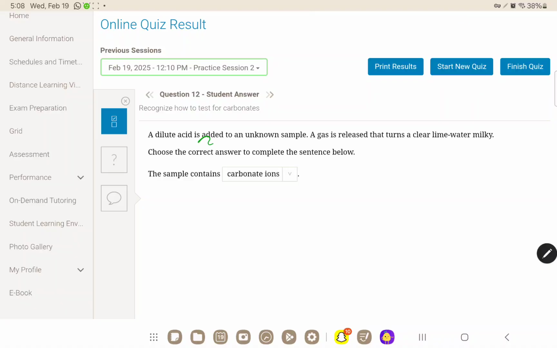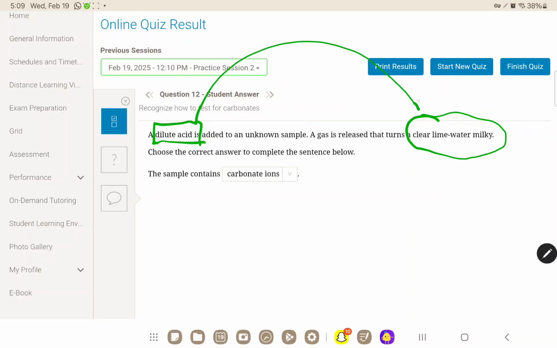Okay, so let's read. The dilute acid. So we have an acid added to an unknown sample and it turns clear lime water milky. If it's an acid being added and clear lime water turns milky, the only thing you could add it to is carbonate, because we said clear lime water turns milky with CO2. The only thing that can produce CO2 is a carbonate.